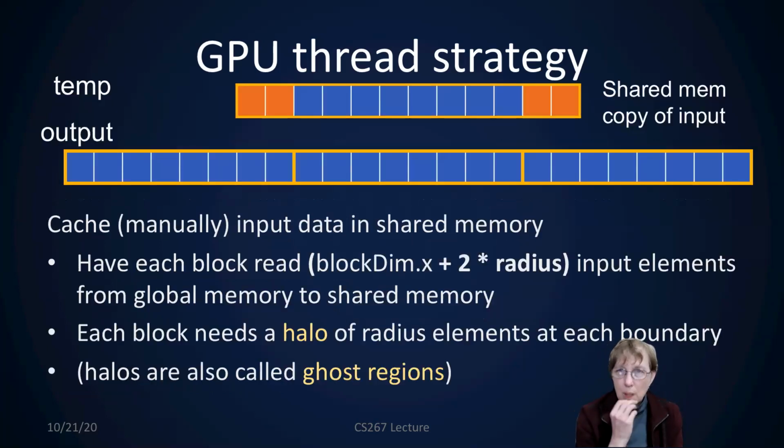Okay, so what does this code look like? Well, if there's this thread block here in the middle that has 8 threads in it, and therefore 8 elements of the array that it's responsible for updating, that thread block is going to make a temporary array that is big enough to hold those 8 elements plus the size of the stencil, the radius to the left and to the right. And these are often called halo regions, sometimes called ghost regions, and you'll see this again next week when we talk about message passing. It's a fairly common way.